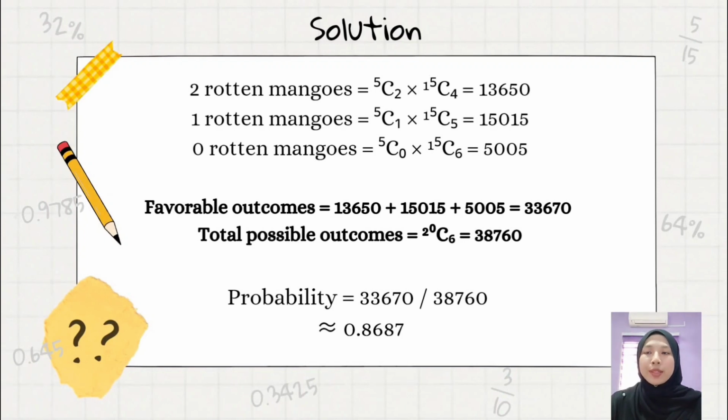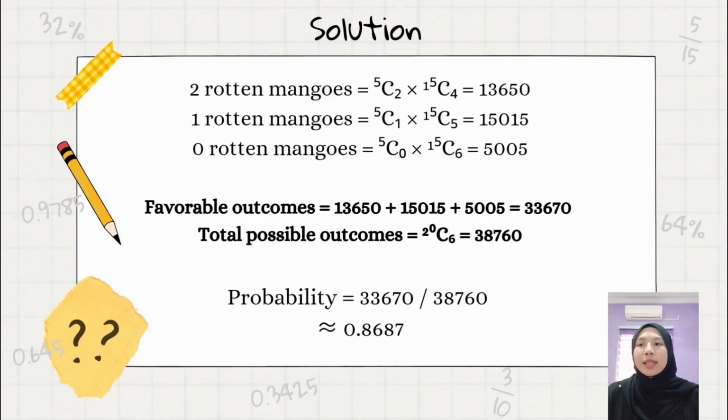The second one is selecting 1 rotten mango. So the number of ways to select 1 rotten mango from the 5 available rotten mangoes is given by 5C1. Similarly, the number of ways to select 5 good mangoes from the 15 available good mangoes is given by 15C5. So the total number of outcomes for this case is 5C1 multiplied with 15C5, and we get 15,015.